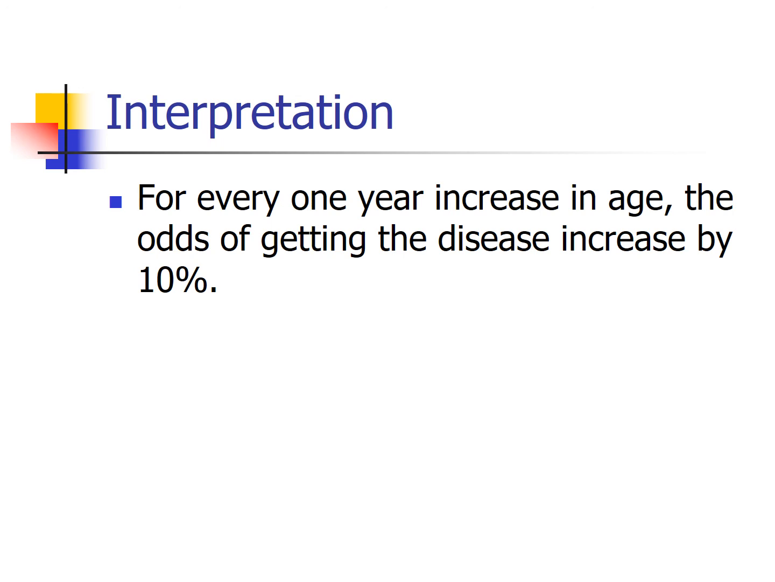We would say this. We would say for every 1 year increase in age, the odds of getting the disease increase by 10%. So the easiest way to interpret it is to convert that into a percent difference. But you could also say something along the lines of, if you have two patients who are the same with respect to all of their variables, they differ only in the fact that one is a year older than the other, then their odds of getting the disease is 1.1 times that of the younger patient.